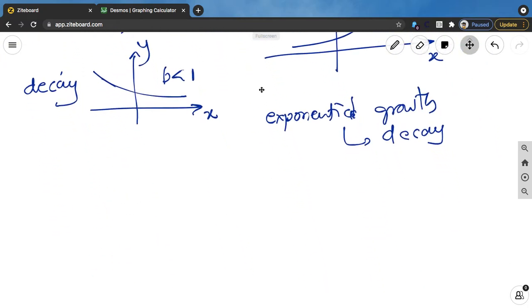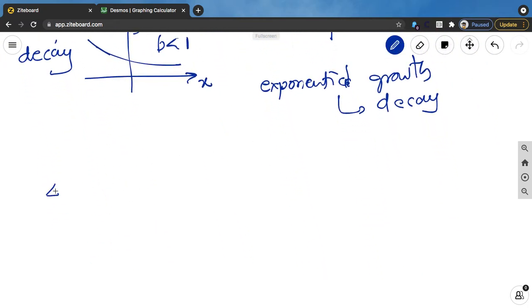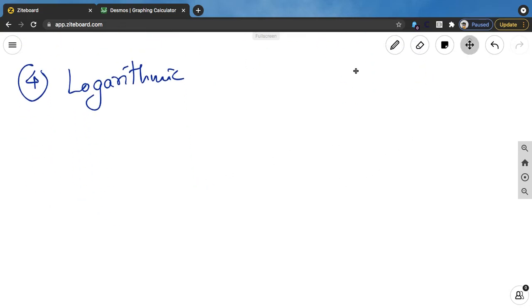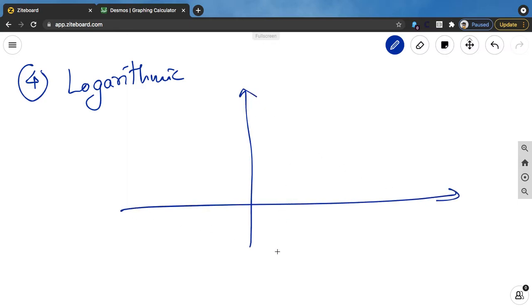So we also now know how the exponential graph looks like. The fourth kind of graph that we have to be familiar with is the logarithmic function. The logarithmic function is the inverse of the exponent, and the basic shape of the graph is this. This is ln x, the parent function, and every other log function is a transformation of this.